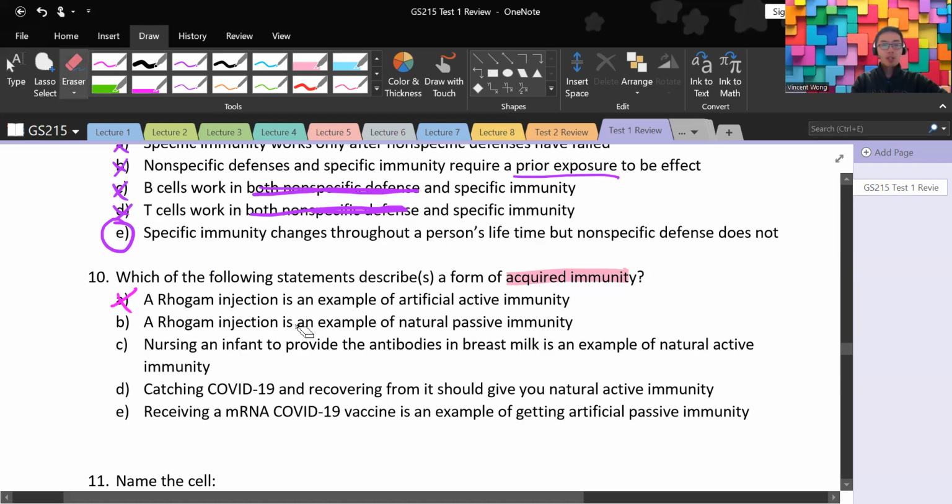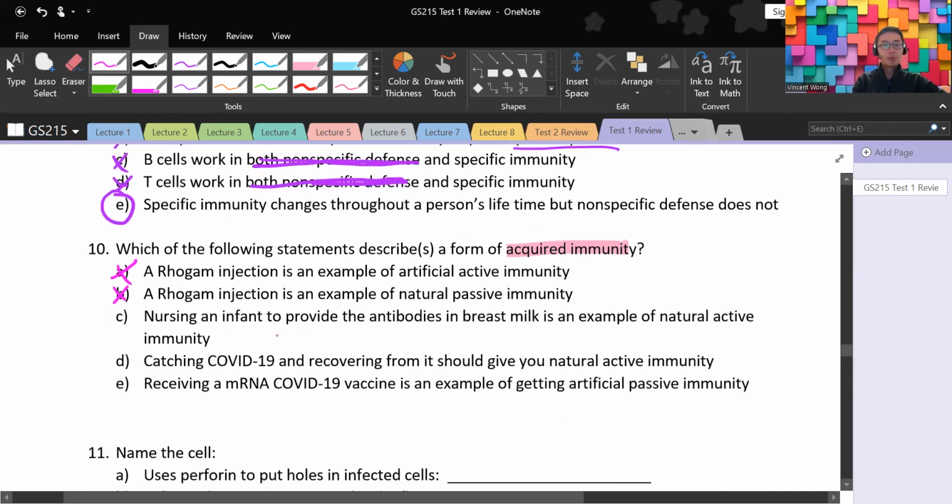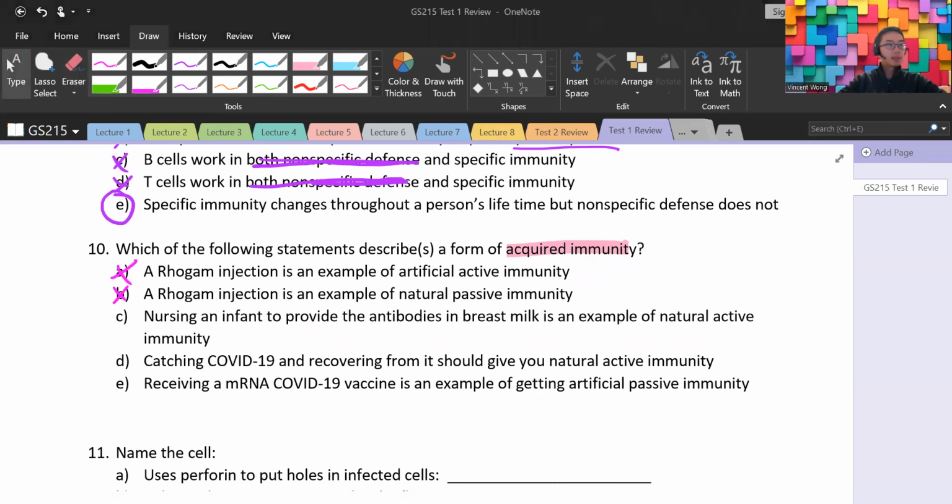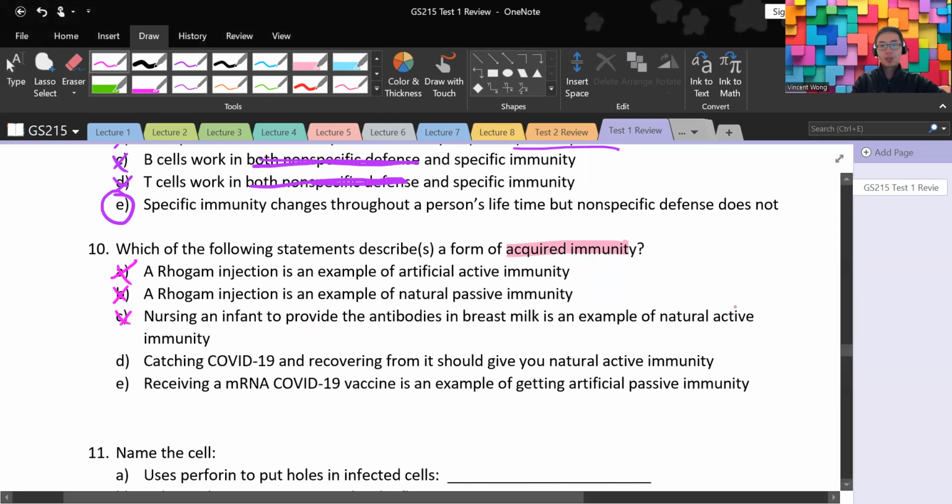Number two, a RhoGAM injection is an example of natural. That's not true either. It's not natural. Anytime you inject anything into the body, it is not considered natural. Nursing an infant to provide the antibodies in breast milk is an example of natural active immunity. That one is also not correct because it is not active, right? The antibodies are given to the infant, and so that would be considered passive. For it to be active, you have to be the one who's making the antibodies.